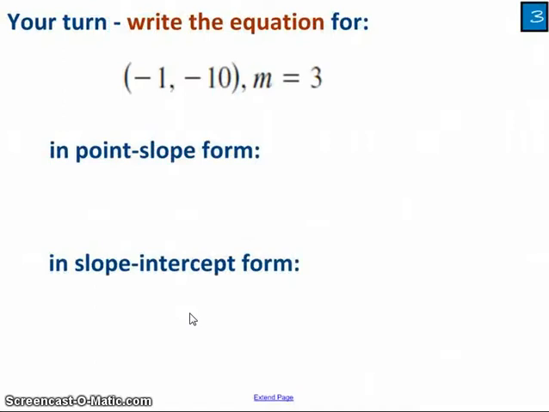Again, your turn. Same thing. You've got a point, you've got a slope, figure it out in both forms.